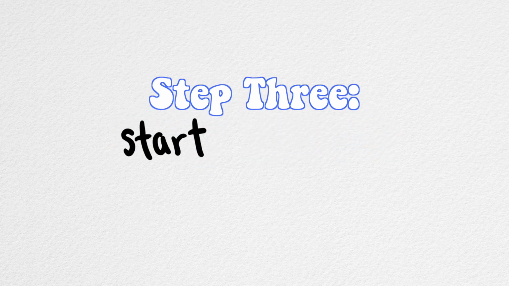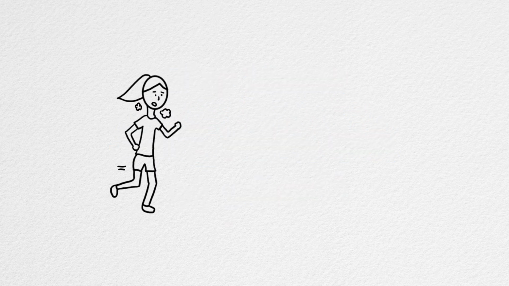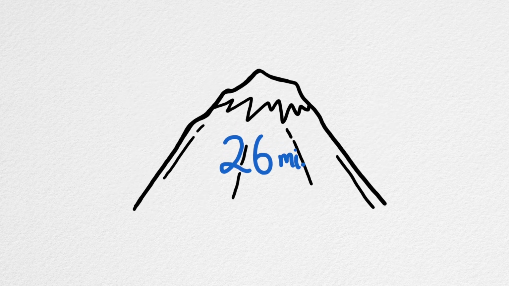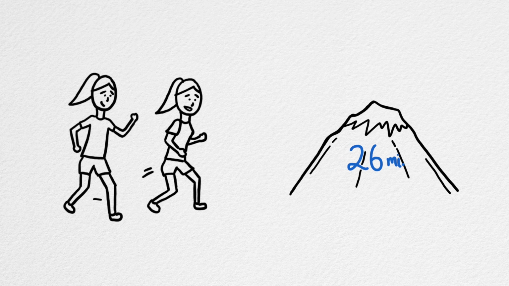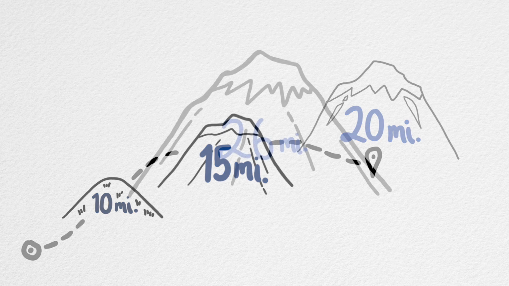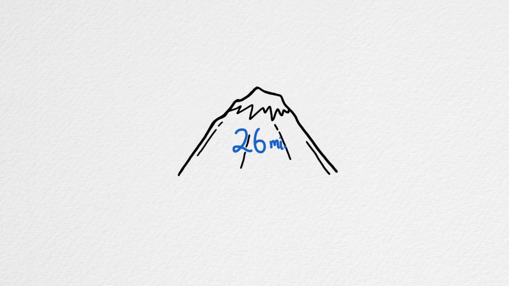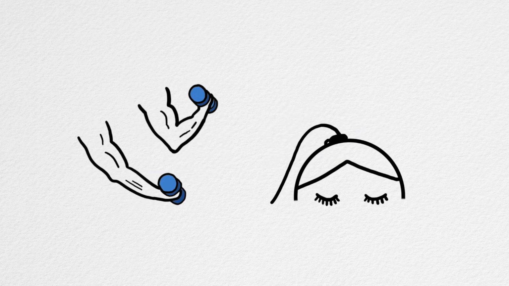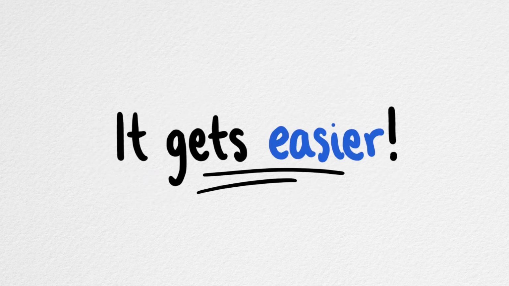Next, you've got to start small and be patient. No one can run a full marathon without training. 26 miles seems like a huge number, but that number gets smaller and smaller the more you run. Once you've worked up to that 10-mile run, then 15, then 20, suddenly 26 doesn't seem so intimidating anymore. Starting small is so important. You're preparing your body and mind to form patterns, so it gets easier each time.